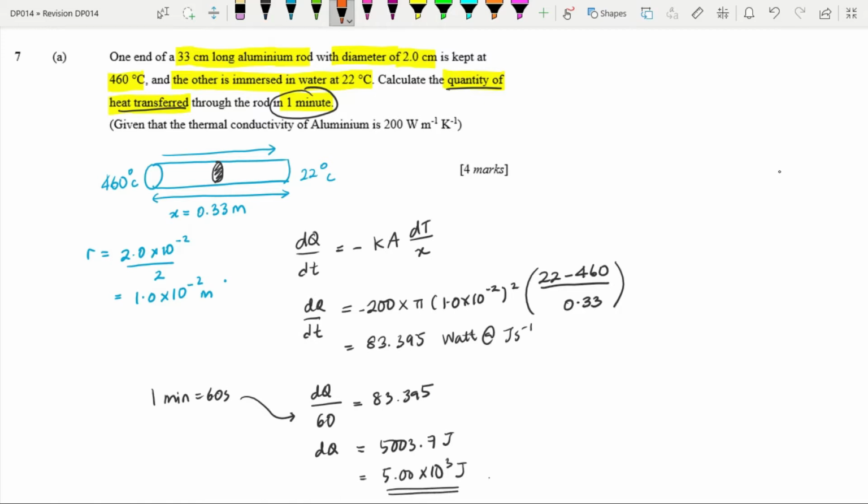So soalan ni markah dia adalah 4. So substitution yang betul dia akan bagi gantian satu markah. So kesemua kuantiti dekat dalam ni betul, semua value yang kita substitute betul, so dia akan dapat satu markah. Kemudian kalau kita cari rate of heat transfer, kita akan dapat lagi jawapan. Tanpa unit pun kita dapat markah dari dekat situ dengan jawapan yang betul. Kemudian bila kita masukkan time dekat sini, kita akan dapat lagi another markah, gantian satu markah.